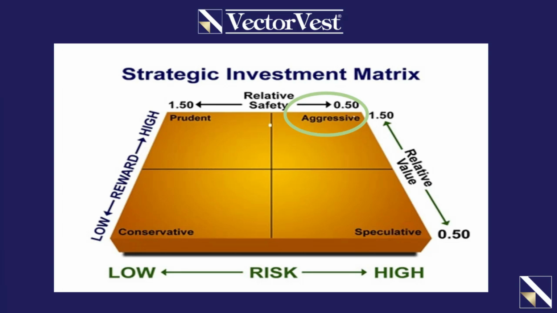So aggressive investors are looking for stocks with a high relative value, which I'll define in a moment, and generally lower relative safety, right? Relative safety is not as important for the aggressive investor, right? They're looking for capital appreciation, and they're willing to take substantial risk to achieve it. Okay, so aggressive investors are often associated with the momentum style of investing, and due to the volatility of high relative value and low relative safety stocks, aggressive investors may substantially outperform the market over the long term.